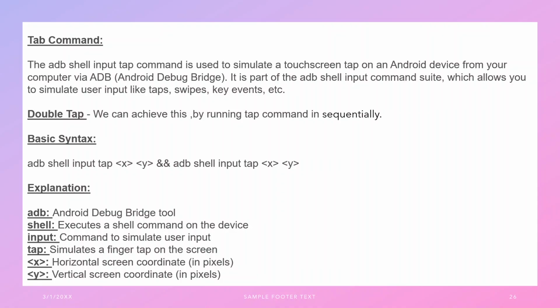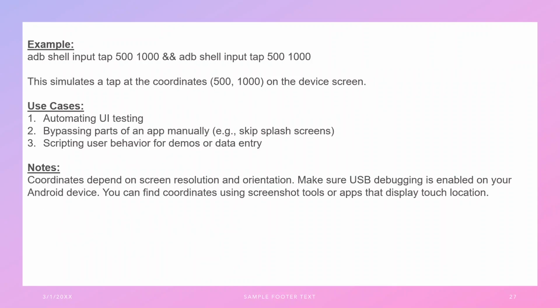Okay, so we have combined these two things, that is the tap command and this sequential execution of the ADB shell commands. This is how we can achieve the double tap in ADB shell command. So what exactly are the use cases? Where exactly can you use this? That is automating UI testing, bypassing parts of an app manually, skipping splash screens, scripting user behavior for demos or data entry.